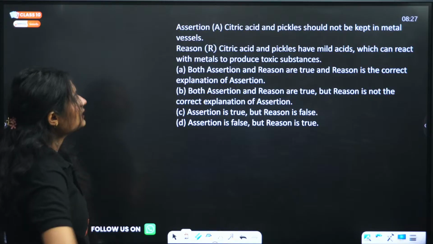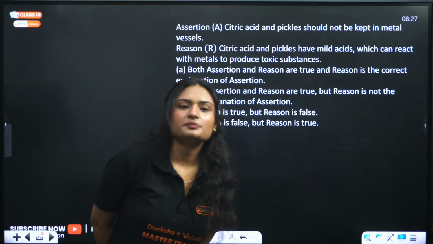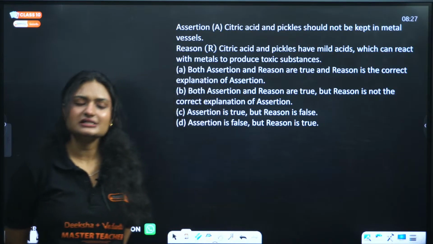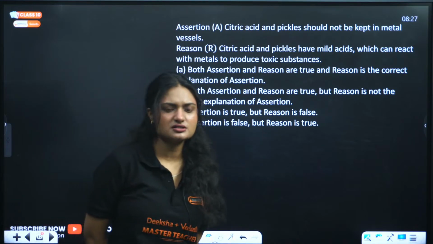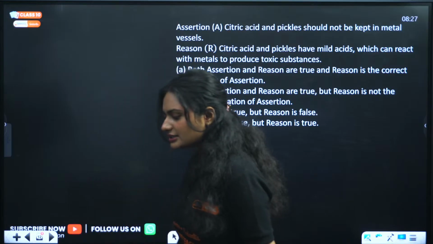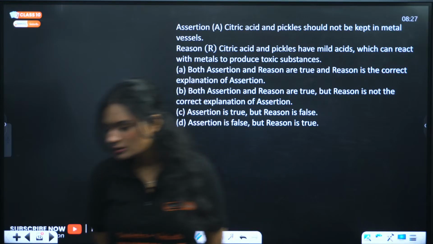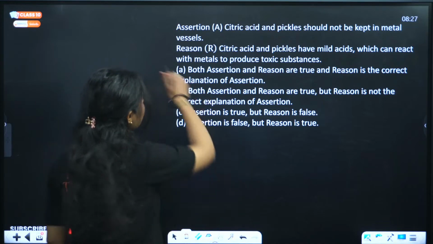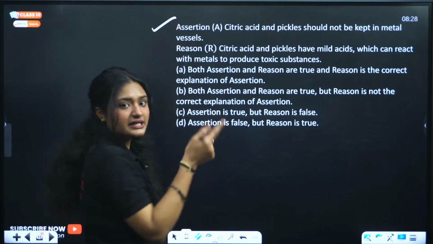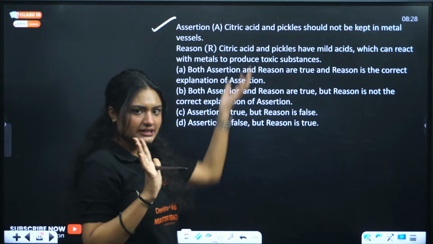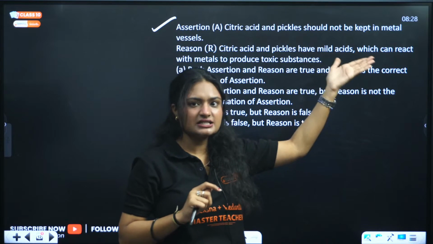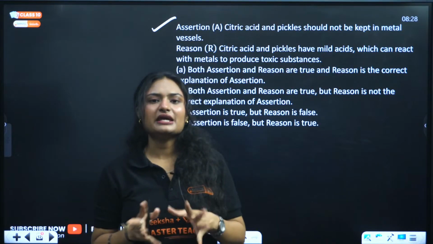Next question. Assertion: citric acid and pickle should not be kept in metal vessels. Reason: citric acid and pickle have mild acids which can react with metals to produce toxic substances. That is correct. See, the assertion is true. Citric acid is a mild acid, right? Pickles also have vinegar, and vinegar is acetic acid. So they should not be kept in metal vessels.